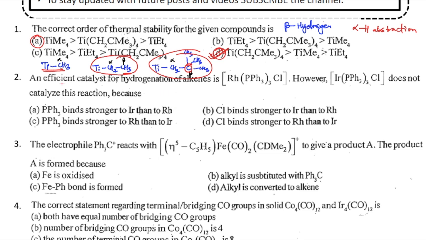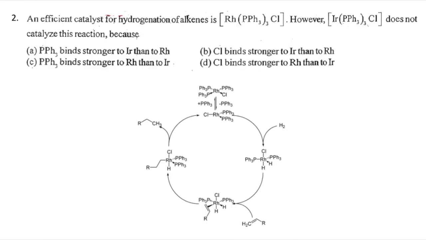Alright, talking about the next question over here, it says that the efficient catalyst for hydrogenation of alkenes is RhCl(PPh3)3. However, IrCl(PPh3)3 does not catalyze this reaction, because, now why does this happen? I need to show you the reaction mechanism, and then only you'll be able to understand what actually happens over here, right? So let's quickly understand that. Alright, as the question deals with the hydrogenation of alkene by RhCl(PPh3)3, that is basically your Wilkinson catalyst. However, this particular iridium complex does not catalyze the reaction, because okay, there are 4 different options.